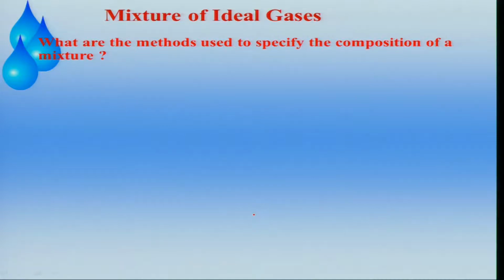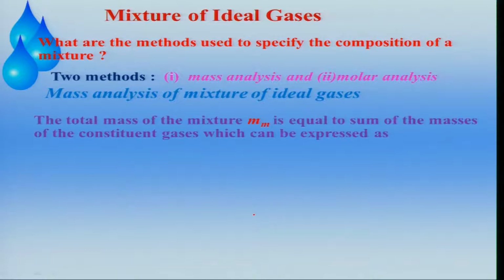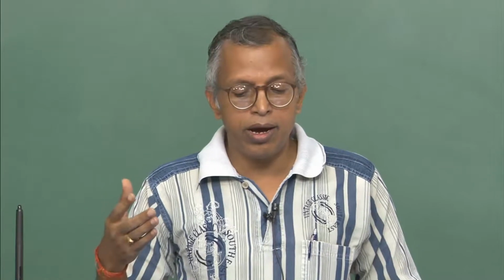So, the question arises, what are the methods used to specify the composition of a mixture, right? There are two ways of specifying a mixture composition. One is based on mass, that is mass analysis, the other is molar analysis, or number of moles, right. For mass analysis of a mixture of gases, let us consider a container which contains certain amounts of gases, for example carbon dioxide, methane, oxygen and others. Or let us consider a container containing certain kg of a gas A, and then another gas B and C, like that.